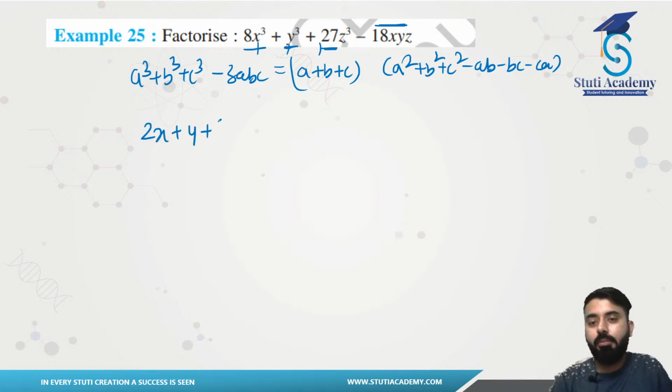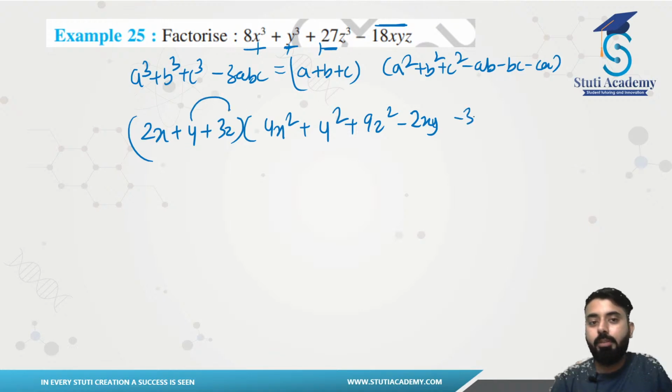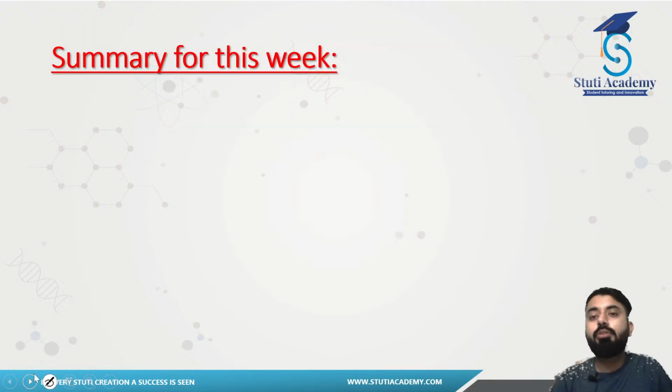So this will be 2x plus y plus 3z into 2x square, that means 4x square, plus y square plus square of 3z, that will be 9z square, minus ab, 2x into y, minus 2xy, then bc, y into 3z, that will be 3yz, and ultimately it will be minus 6zy. So this is the factorized form. I hope you guys will be able to attempt every question that you can see now. You just have to use the identities here.